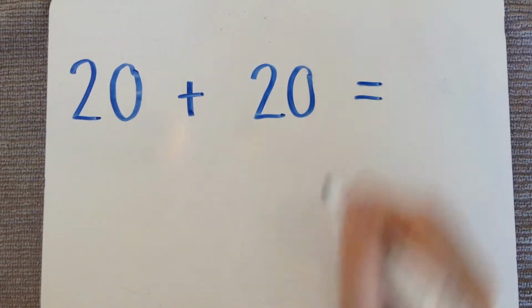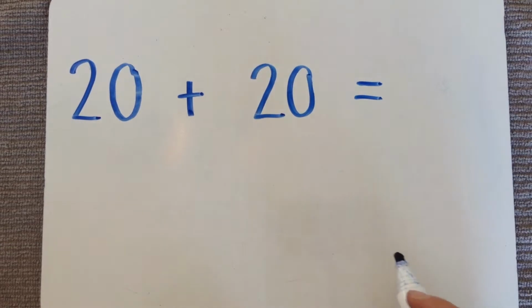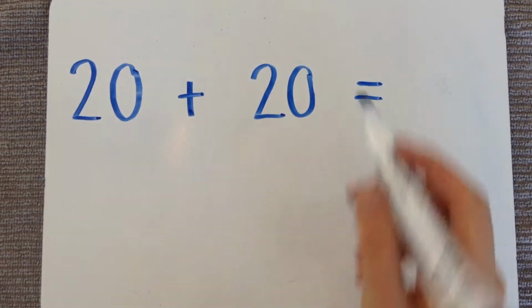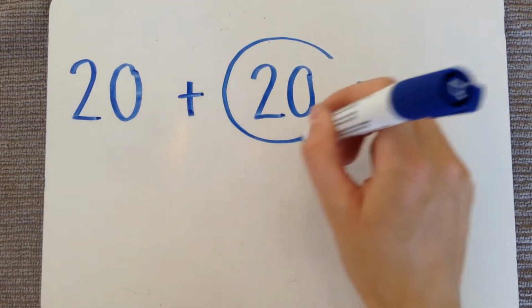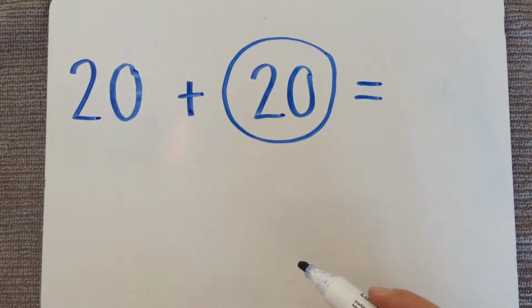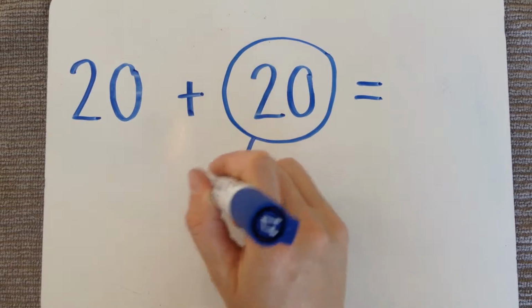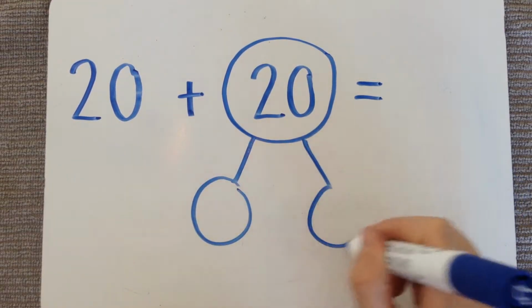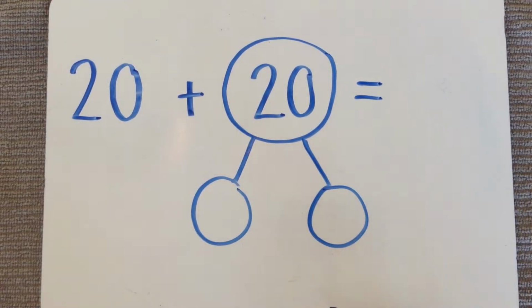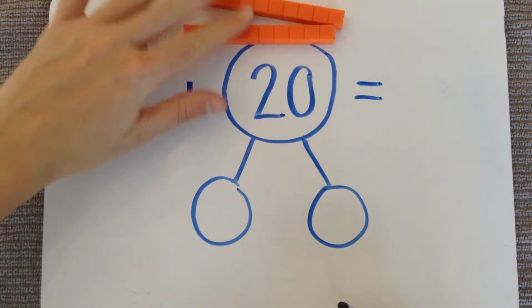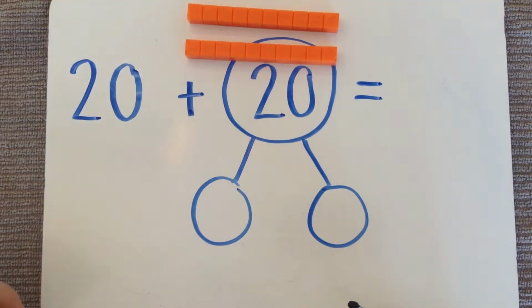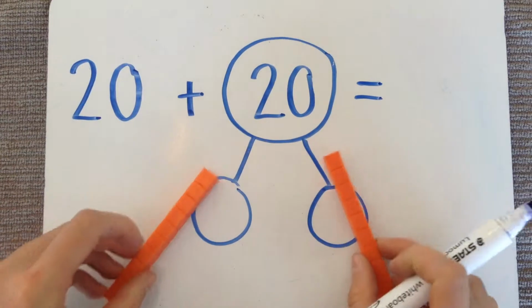There's different ways to solve this question, but one of the ways is to actually use skip counting by 10. I'm going to circle the number 20, and the reason I'm circling it is because I can write it in a different way. I can disguise it. You see, when I make the number 20, what it actually means is 10 and 10.